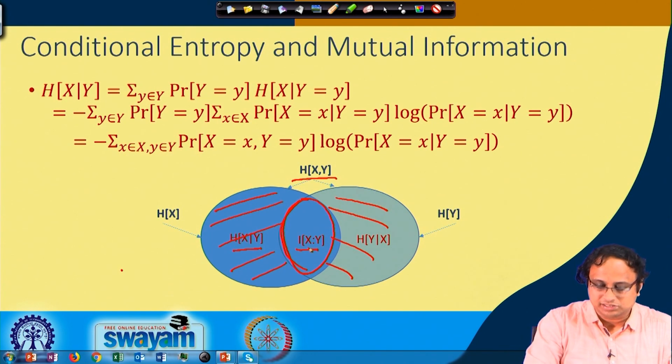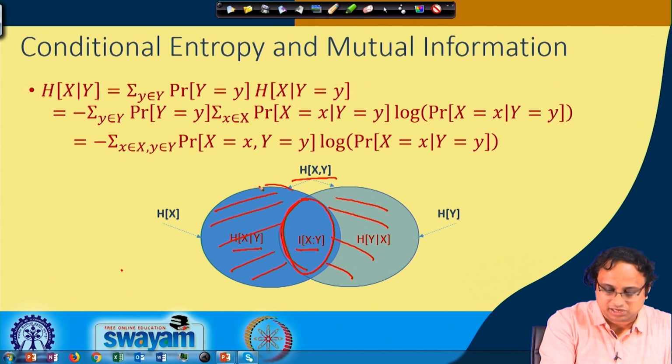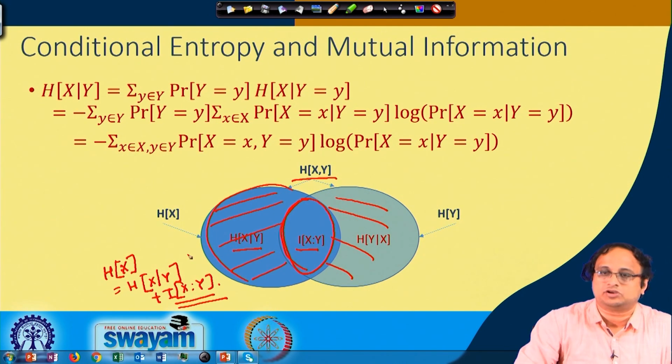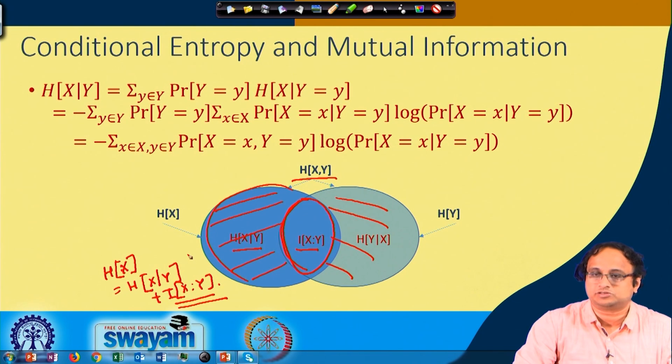So, therefore, you can easily see that H(X), which is the total entropy, is nothing but H(X) equals H(X given Y) plus the mutual information of X and Y. In other words, the mutual information of X comma Y is equal to H(X) minus H(X given Y). Similarly, you can write with respect to Y as well.